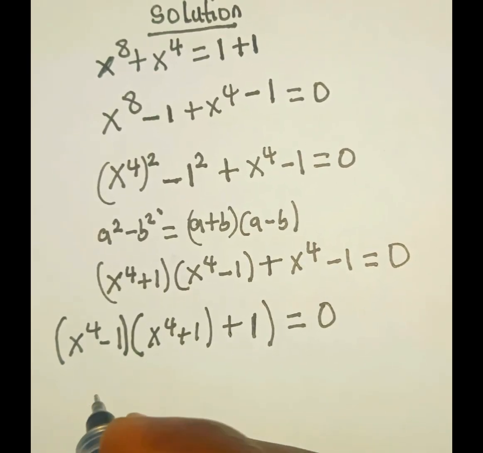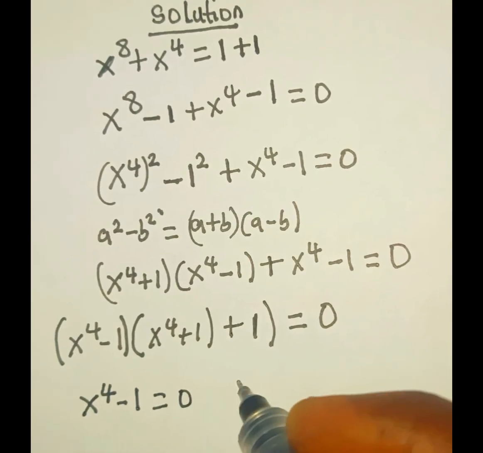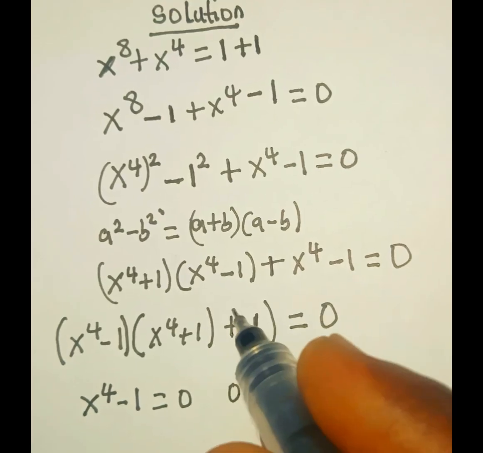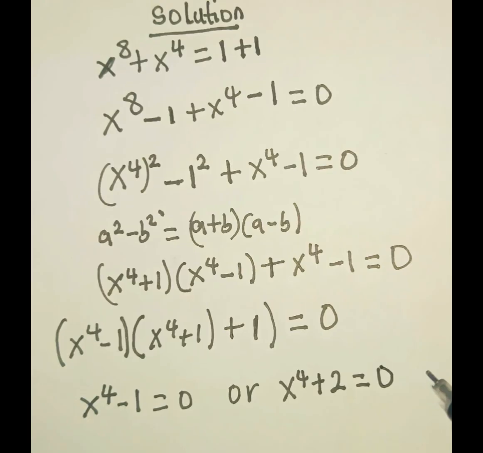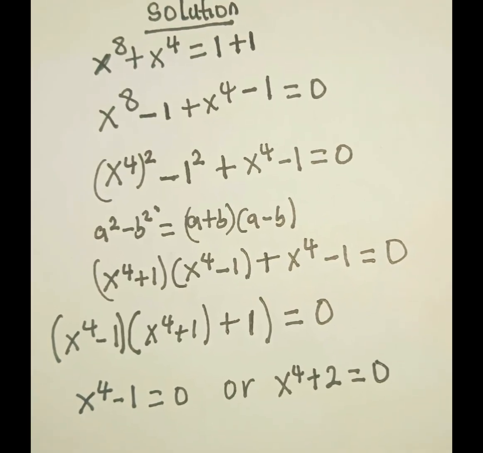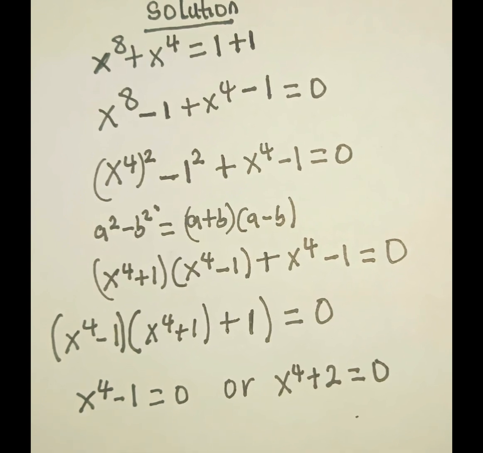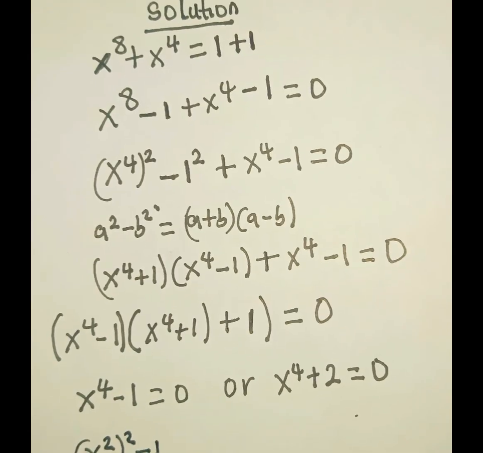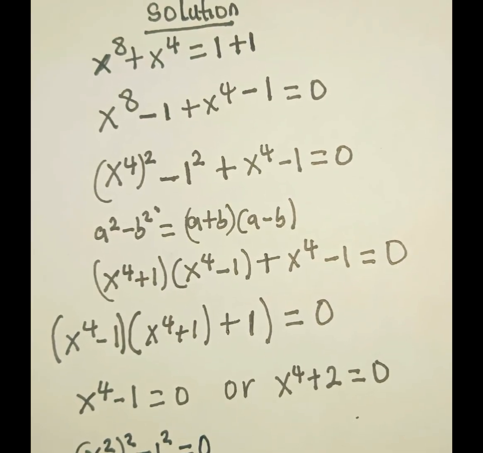So we're going to equate the first one, x to the power 4 minus 1 equal to 0, or x to the power 4 plus 1 plus 1. We can remove the bracket, it's going to give us plus 2 equal to 0. Now, if you look at these two cases, in the first case, we can rewrite this as what? x raised to the power of 2 by 2 minus 1 raised to the power of 2, which is the same as 1. Everything will be equal to 0.